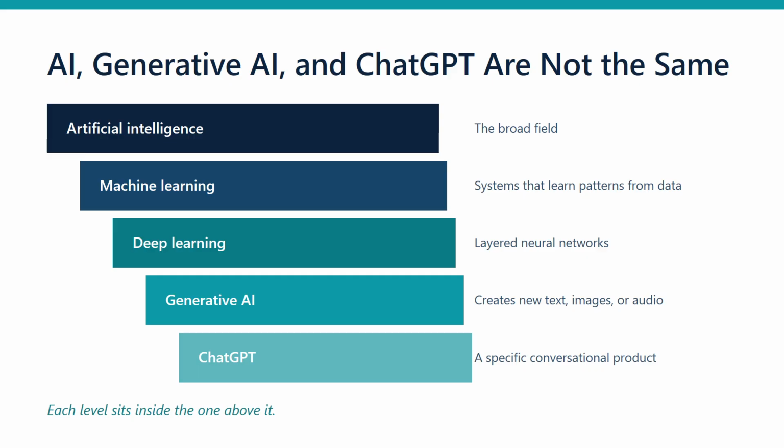Many people use AI and ChatGPT as if both terms mean the same thing. This creates confusion because AI covers a much broader field. Machine learning sits inside AI and trains systems to learn patterns from data. Deep learning sits inside machine learning and relies on layered neural networks. Generative AI sits inside deep learning and produces new content such as text, images, or audio. ChatGPT belongs in this generative AI category.